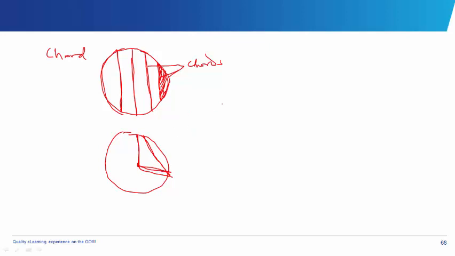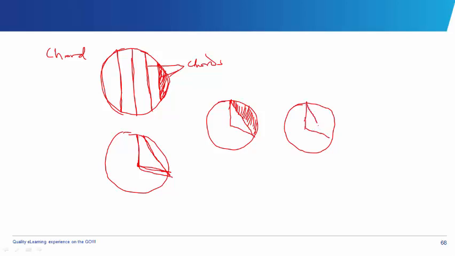Sorry, let me draw it very well. We have a circle, and this is the chord. Okay, so the chord forms a segment, and we're supposed to find the area. Now we'll look at it this way, that this is a triangle. Let me draw the triangle out for you. This is a triangle.